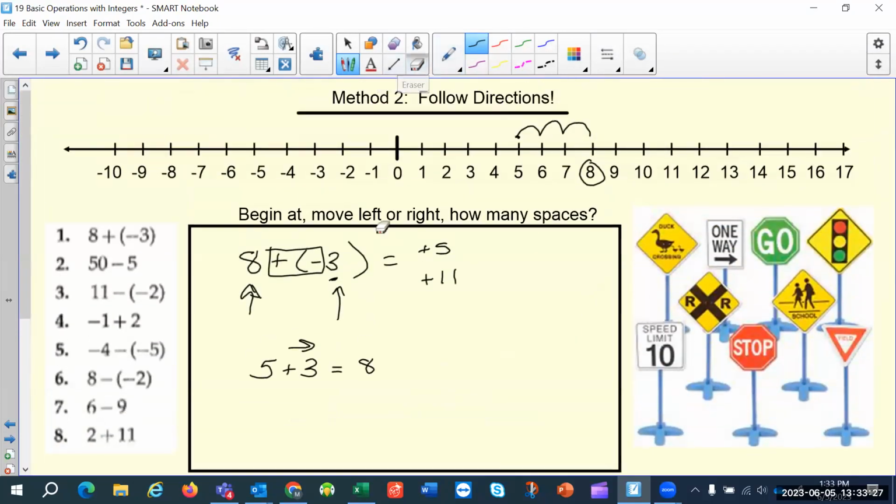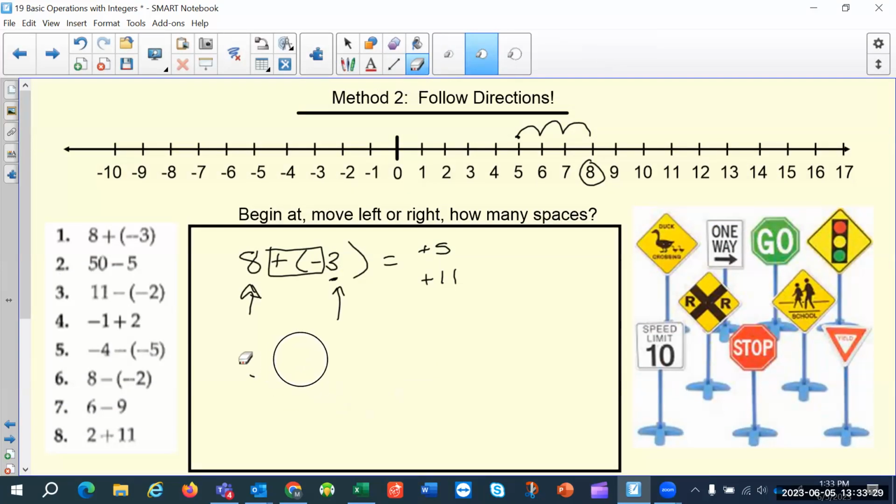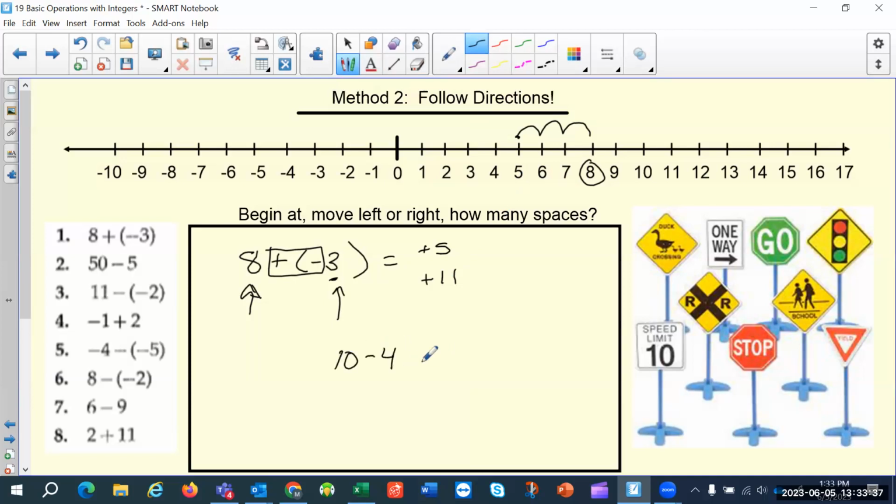I hope that there's not too many people going, oh my gosh, I didn't understand that. No, we get that, right? We know that. Same thing as if you would go, say, 10 minus 4. You're looking at the sign, it's a minus sign. And then up here, you'd be starting at 10.